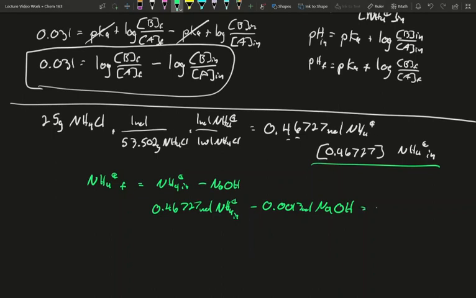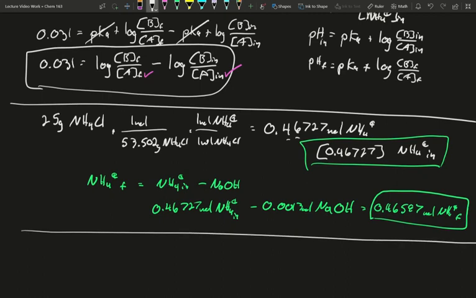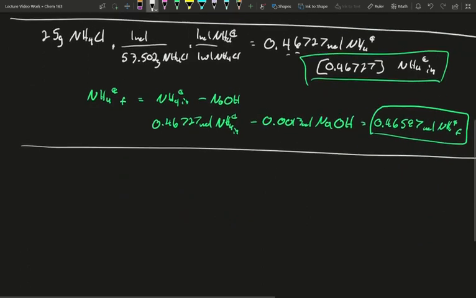That's going to end up with 0.46597 mole of NH4 plus final. We're in 1 liter, so we'll go back above. That means I now know my initial acid and my final acid. I know 2 of these. So let's plug that back in. Let's take our relation to solve for the difference in pH, and let's plug in some values.